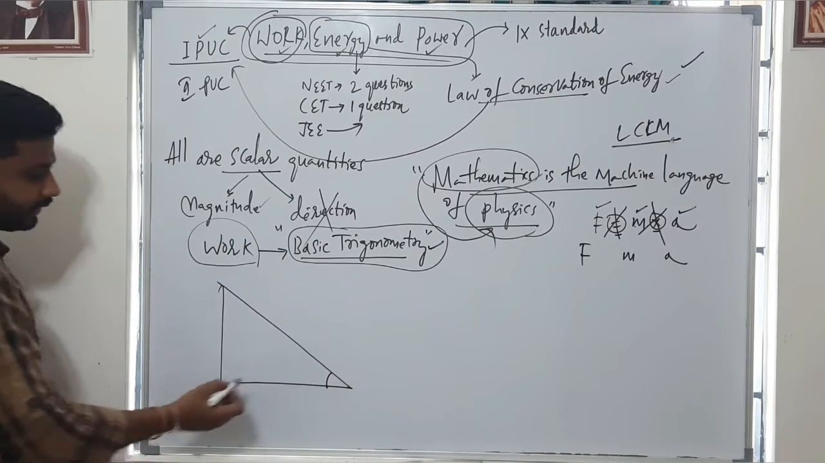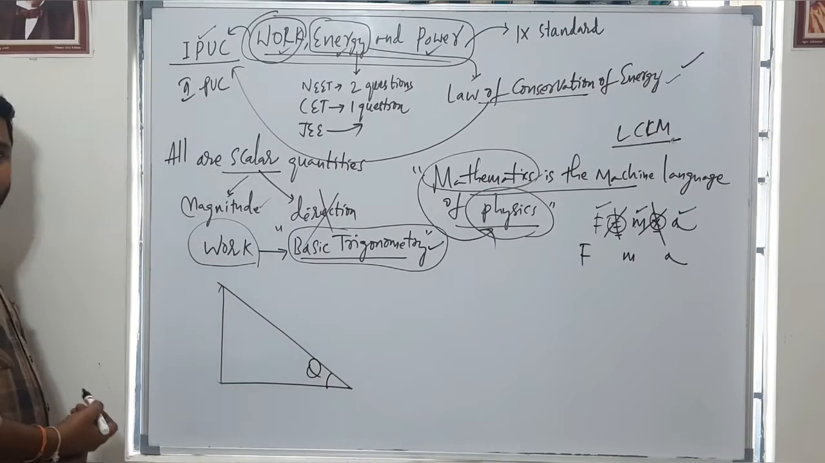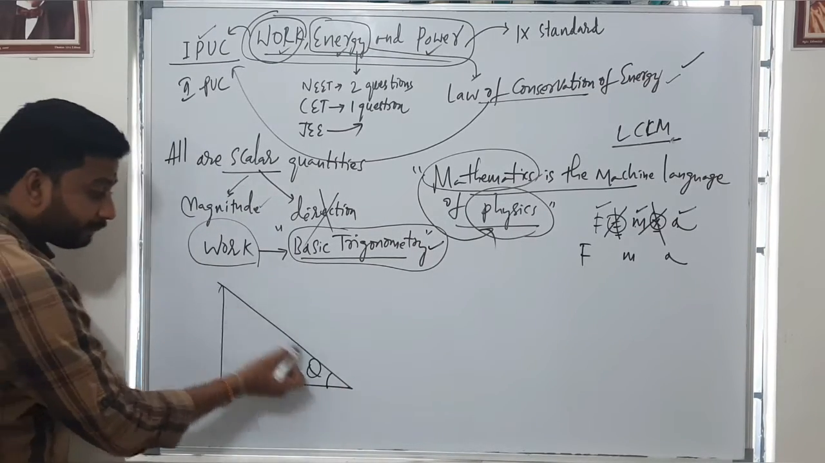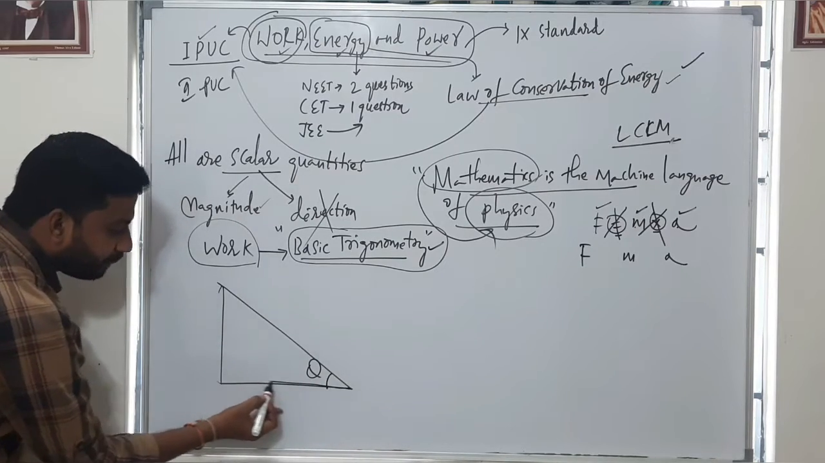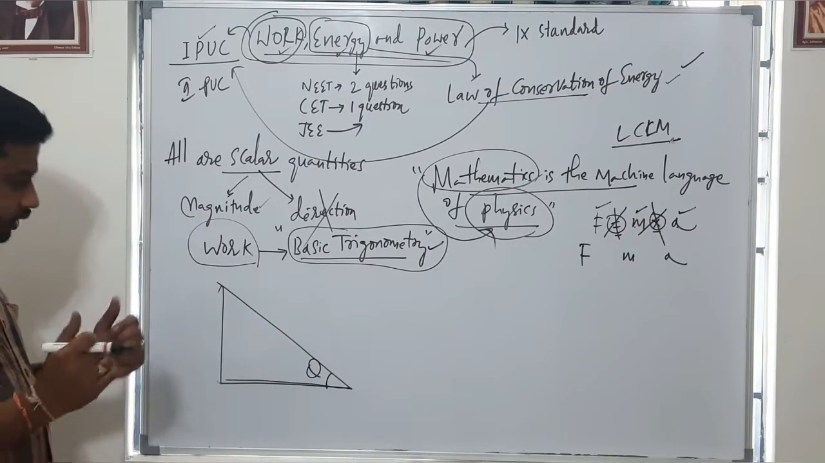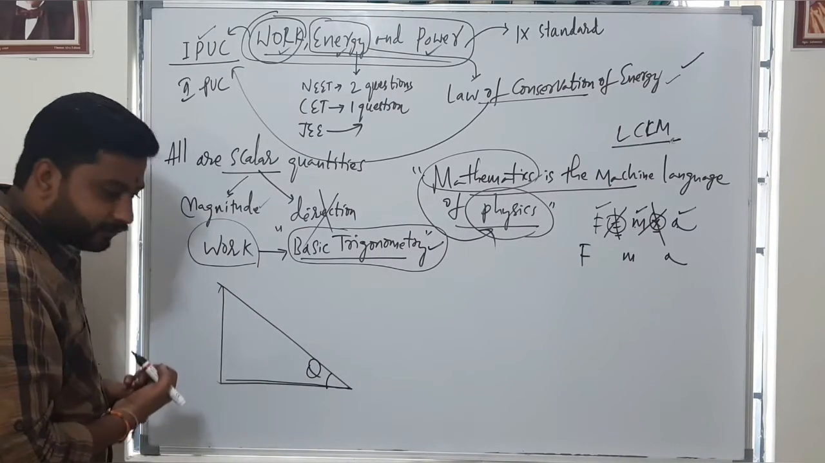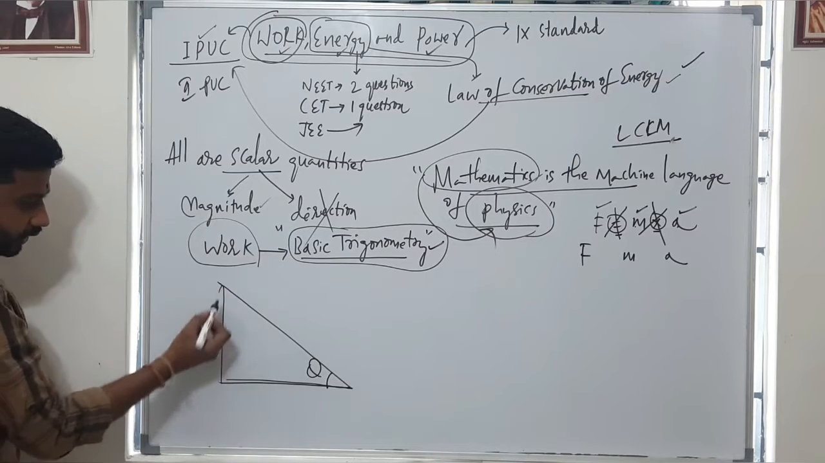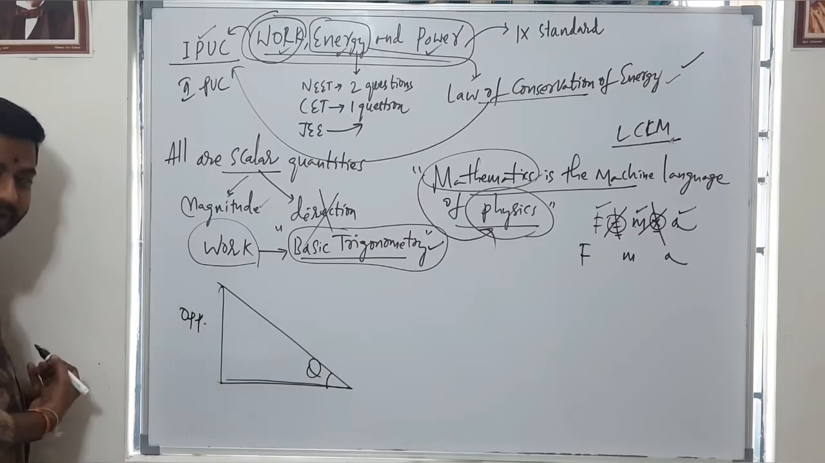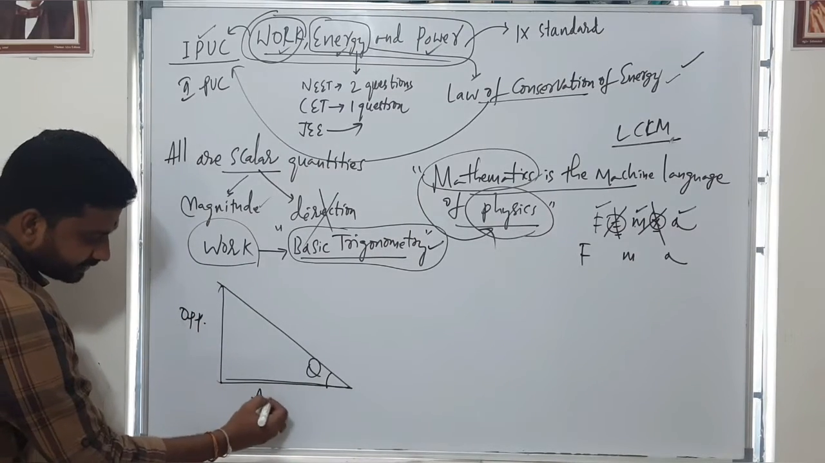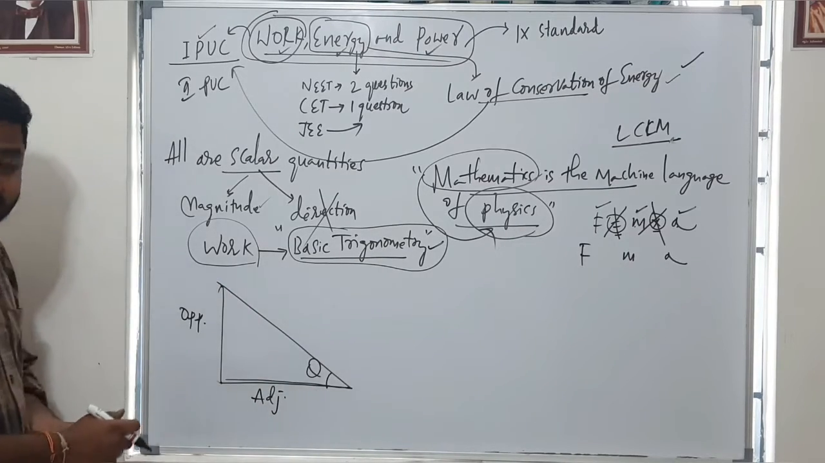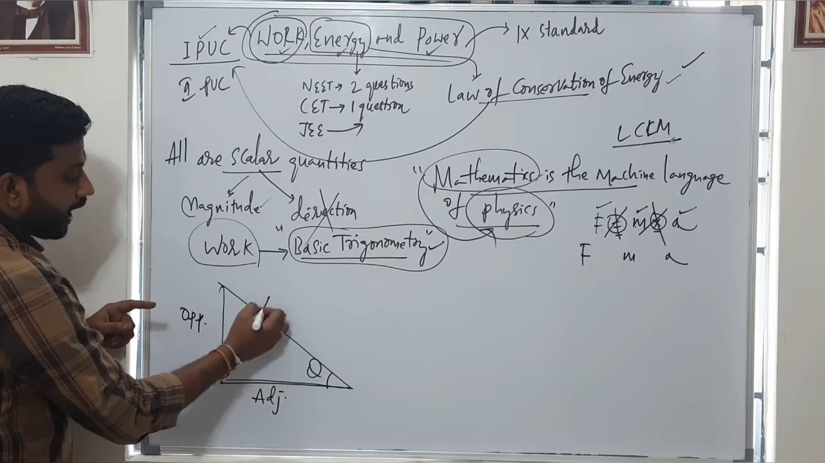There is a triangle I have considered. This is theta, the angle between this side and this side, that is, between the hypotenuse of the triangle and the base of the triangle. It has height, base and hypotenuse. Clear? Now, for this theta, this is the opposite side of the triangle, and this is the adjacent side of the triangle. This side is the adjacent side, this side is the opposite side, and this side is called the hypotenuse.